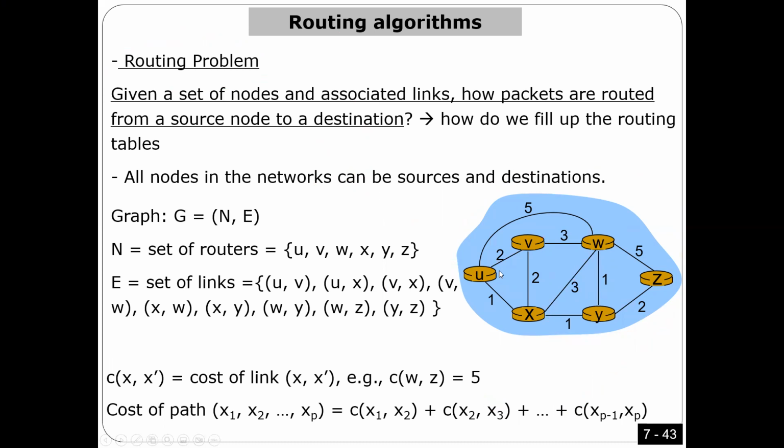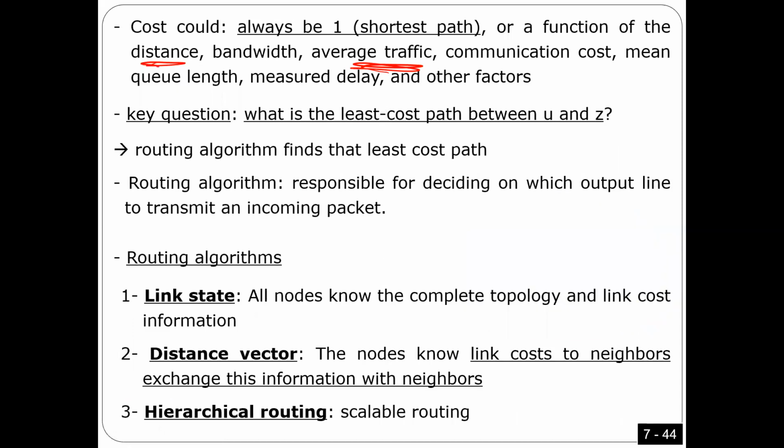Here the cost of each link, we call it C. When I say C between W and Z equals 5, what does this mean? It means the cost from W to Z is equal to 5. When I told you about the cost of a path or the cost of a route, for example, if I have a route this way, what is the cost of this route? It's going to be actually 2 plus 3. It's going to be the summation of the individual costs. Any questions? Okay. So for the routing protocols here, we are going to teach three types of routing protocols.